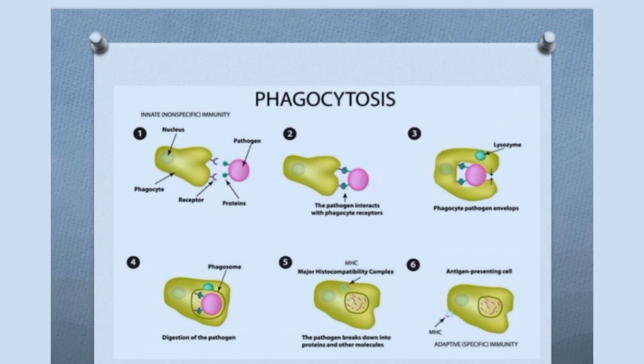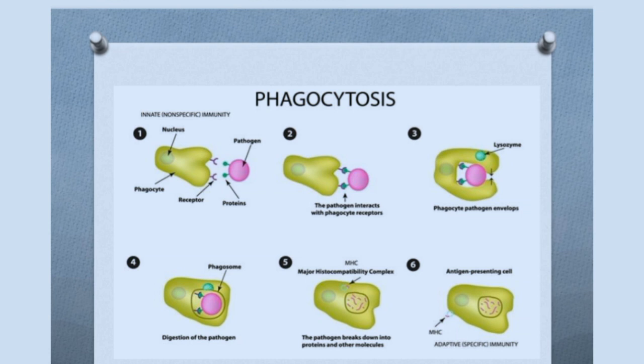This phagocytosis is very important because they eat the foreign particles of germs or antigens. So they form an important part of the body's immune system. Here you can see the phagocyte, it has receptor proteins. The pathogen interacts with the phagocyte receptors. When the phagocyte meets the pathogen, it envelops around that structure.